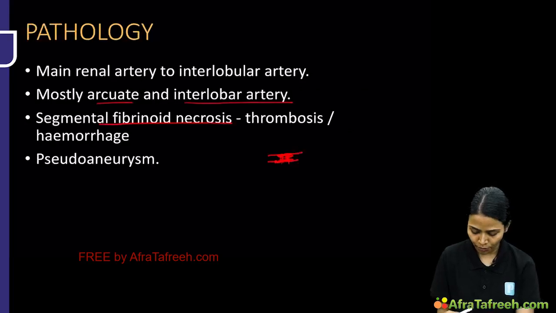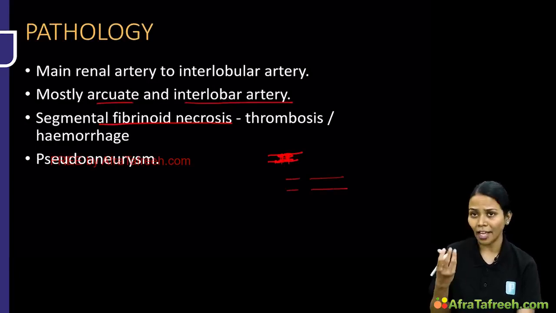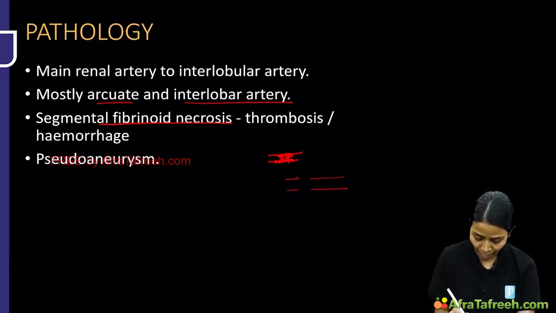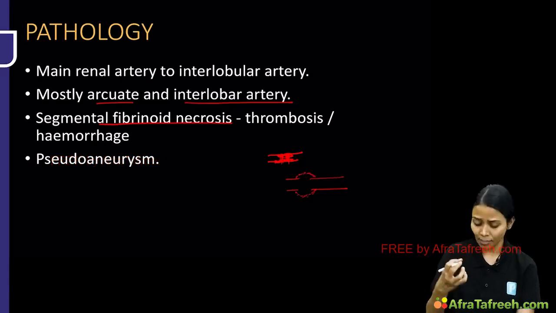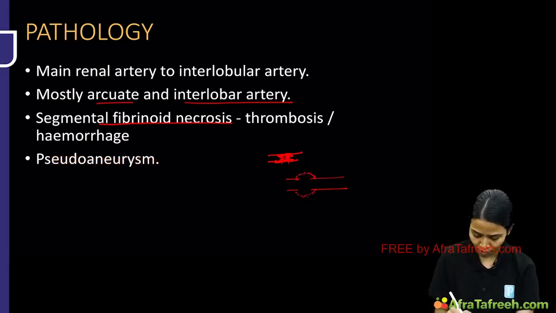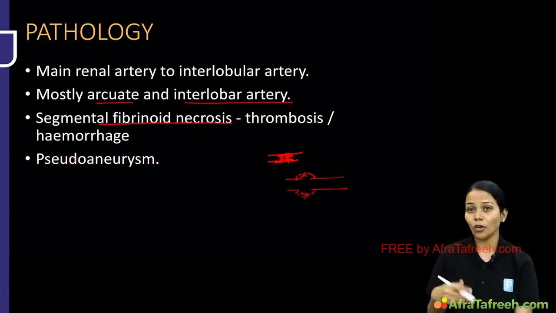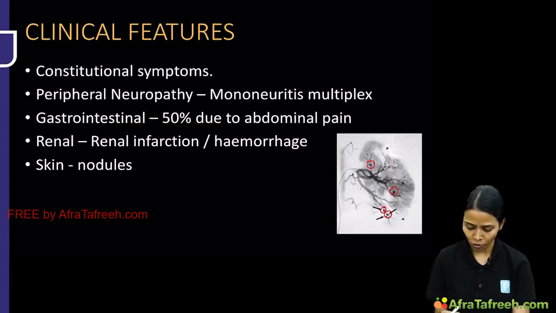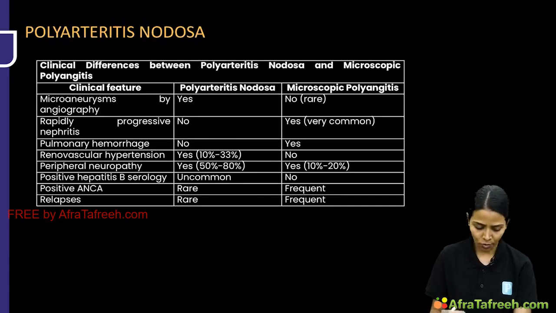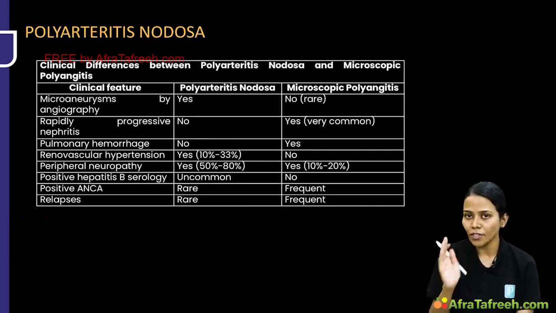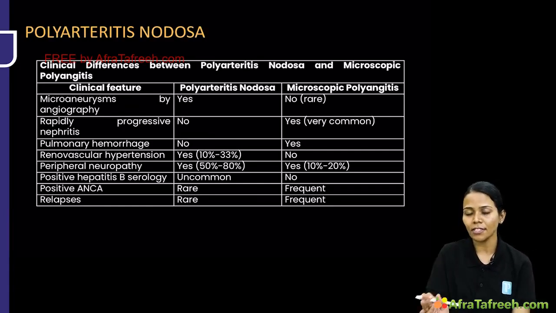And a pseudoaneurysm will form. Why pseudoaneurysm? This wall gets eaten away, okay? It's not dilatation of the wall. This wall gets eaten away, and then whatever inflammation is surrounding this wall will encase the blood vessel, okay? So this wall is actually eaten away, and the blood is in the inflammatory wall. That is why you call it a pseudoaneurysm and not a true aneurysm. So these are the pseudoaneurysms that you are seeing, probably in the interlobar vessels, okay? Now, the close differential is microscopic polyangiitis. How do you differentiate?